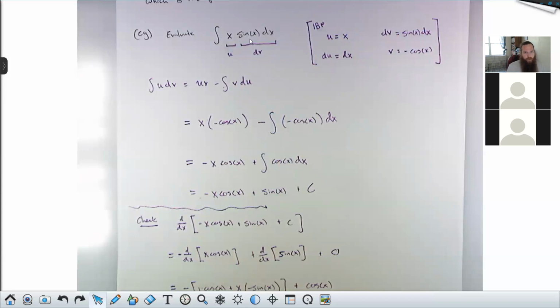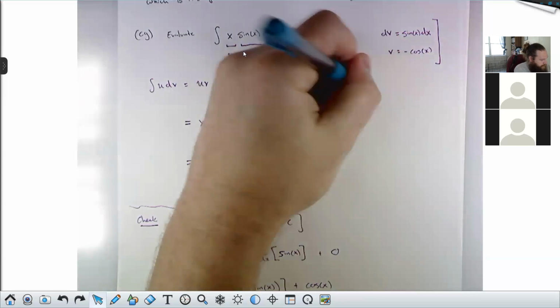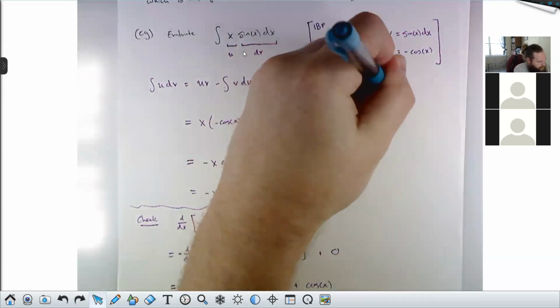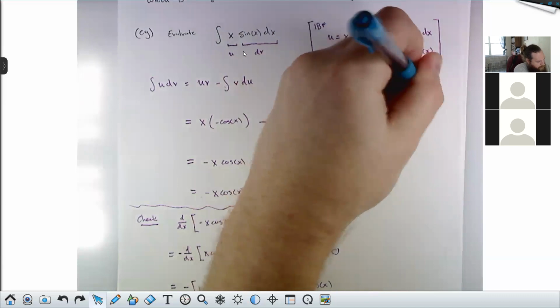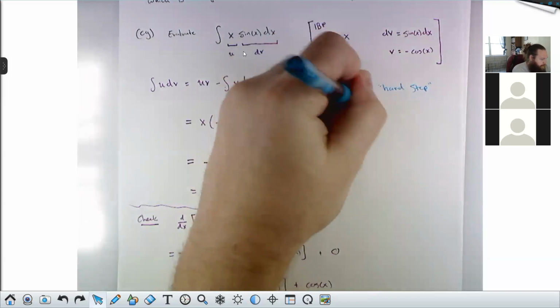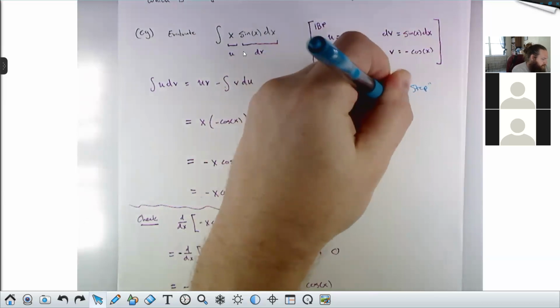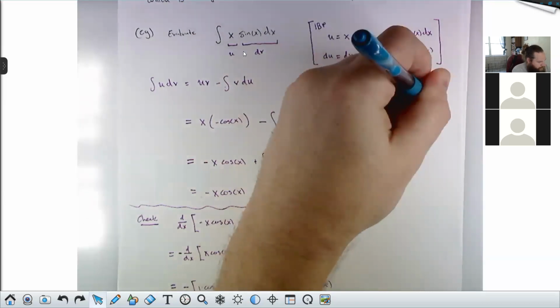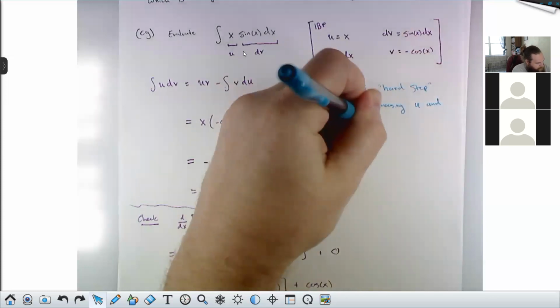If I had swapped those around, if I made this u and this dv, the table would look very different, and the resulting integral would be much harder. So the creative step here, the step that requires some thinking, assuming you remember your Calc 1, where you find these basic derivatives and antiderivatives, the only hard step is choosing u and dv.